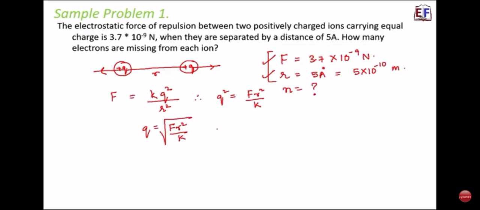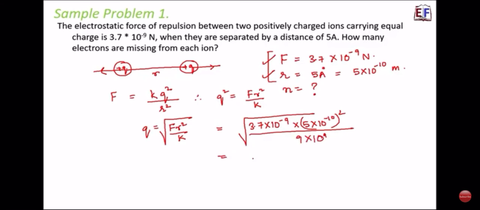So this becomes equal to root over f, which is 3.7 into 10 to the power minus 9. R square would be (5 into 10 to the power minus 10) whole square divided by k, that is 9 into 10 to the power 9. So this comes out to be 3.2 into 10 to the power minus 19 coulomb. So that's the value of Q.